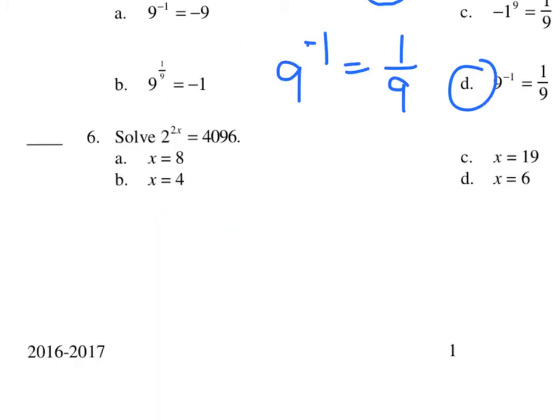On number 6, we need to solve for that x that's up in the exponent. So we can use some log properties, but this problem would be pretty easy if we had both sides of the equal sign with the same base. See how that's a base 2? If this side had a base 2 with an exponent, then we would be able to set the exponents equal to each other. So that's what we're going to try to do. We're going to try rewriting 4096 using 2 as a base. Sometimes this works out, sometimes it doesn't.